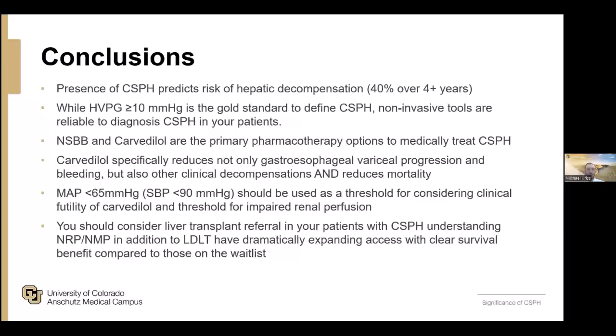Be mindful of a patient's MAP, because we know that once that MAP goes under 65, they're going to likely lose that benefit, but you are not going to necessarily be doing harm, although you have to be wary of renal perfusion. And I expect there will be more data to come relative to that. And then don't forget that we now have expanded options to transplant patients who are lower MELD with clinically significant portal hypertension who would clearly derive benefit, and that benefit is clear compared to those on the wait list.